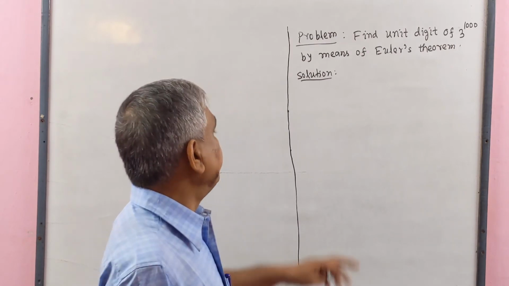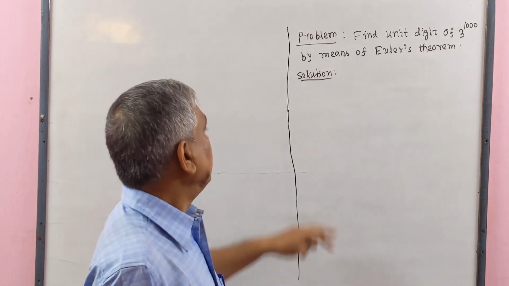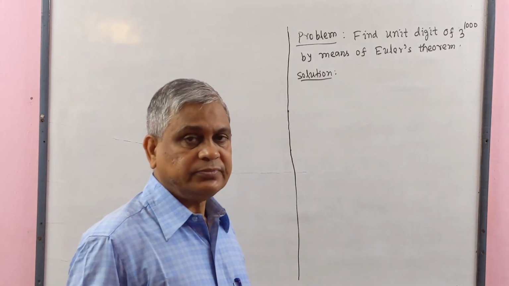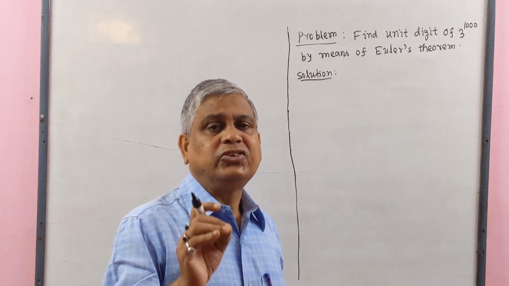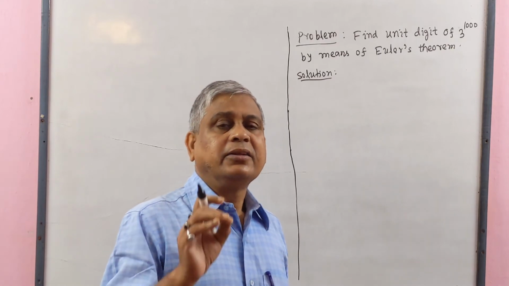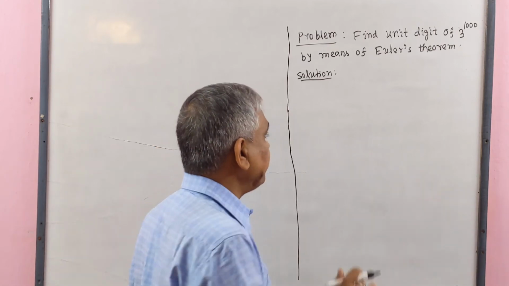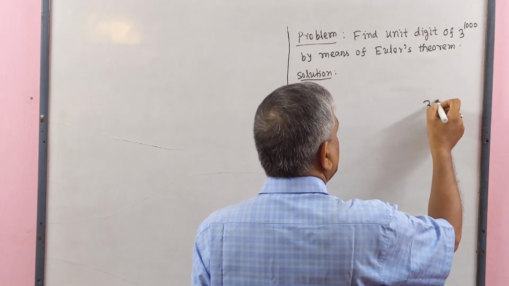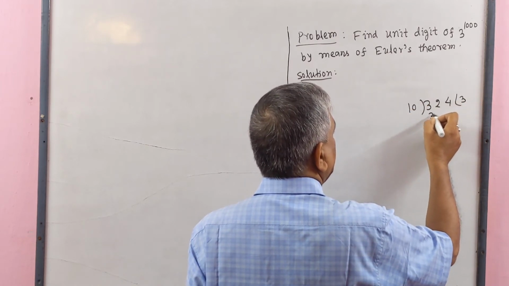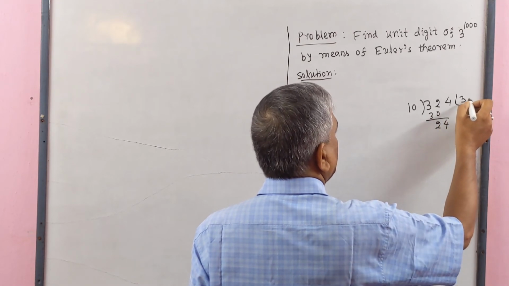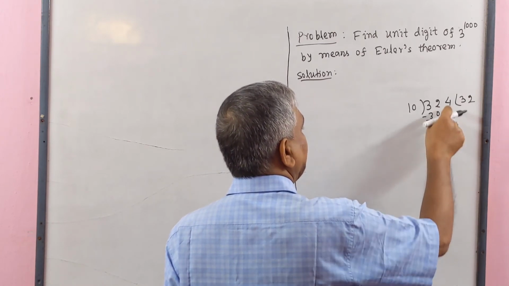Now we solve the next problem. Problem is find unit digit of 3 to the power 1000 by means of Euler's theorem. We know that when any integer is divided by 10, the remainder is the unit digit of that integer. For example, let we have 324. If we divide this integer by 10, we get 32 and remains 4. So 4 is the unit digit.